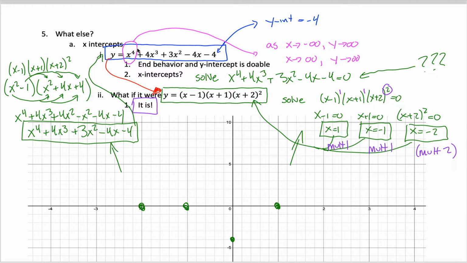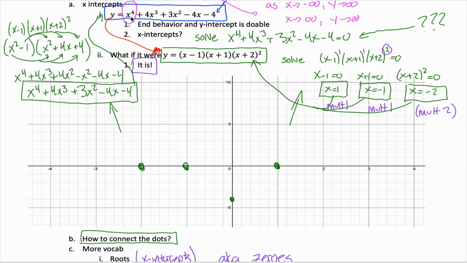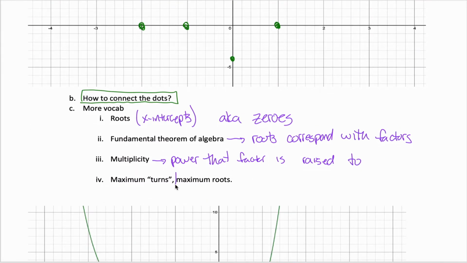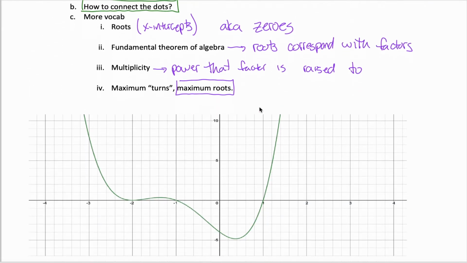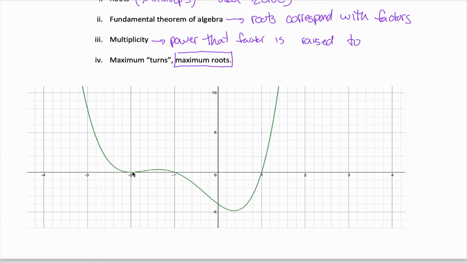In other words, a fourth degree polynomial can have at most 4 roots. Often, instead of saying that, we say that a fourth degree polynomial can change directions at most 3 times. When I say change directions, I just mean change from going down to going up, or going up to going down. The maximum amount of turns is always 1 less than the maximum amount of roots, because if you have just a single turn, like I do here, you can produce 2 different roots.